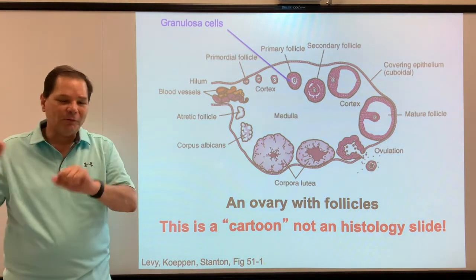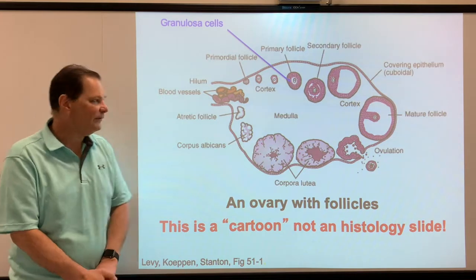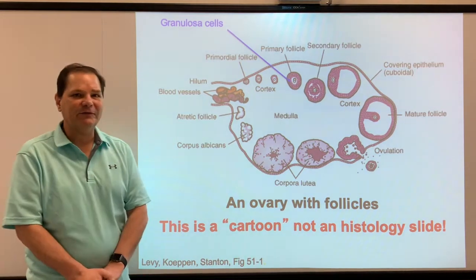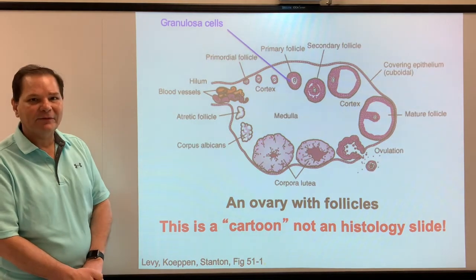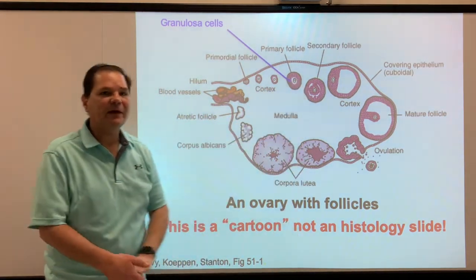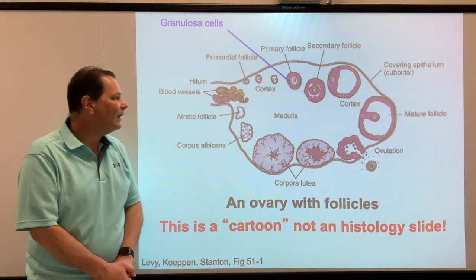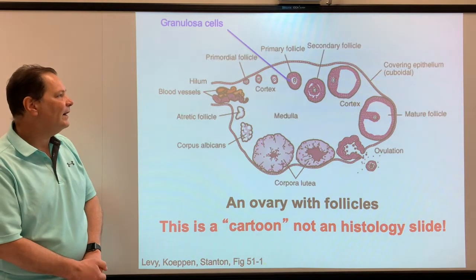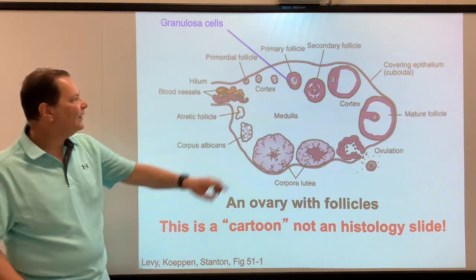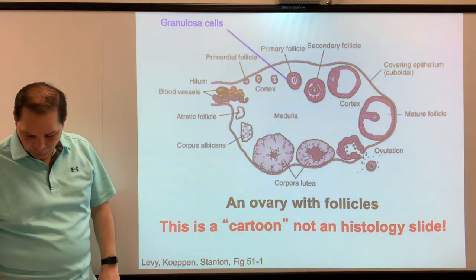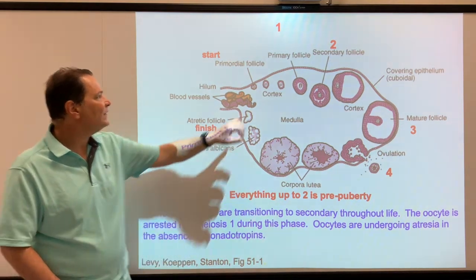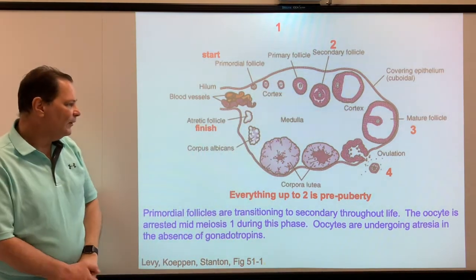This is a, quote, ovary. Note that it is a cartoon. It is not a histology slide. The histologist will gladly show you these slides of this. This is just a cartoon to demonstrate, generally speaking, sort of an overview of how follicles develop around these oocytes. Notice that the follicles are surrounded by granulosa cells here, and these will reproduce, and the follicle will become very large as it develops, primarily, mostly, though not entirely, because granulosa cells proliferate. And this is the oocyte here in the center, okay? So we start with the primordial follicle, and the primordial follicles are transitioning to primary follicles, which transition to secondary follicles throughout life, okay?